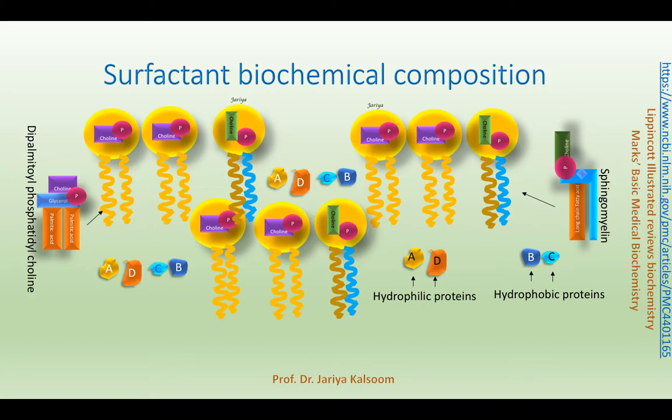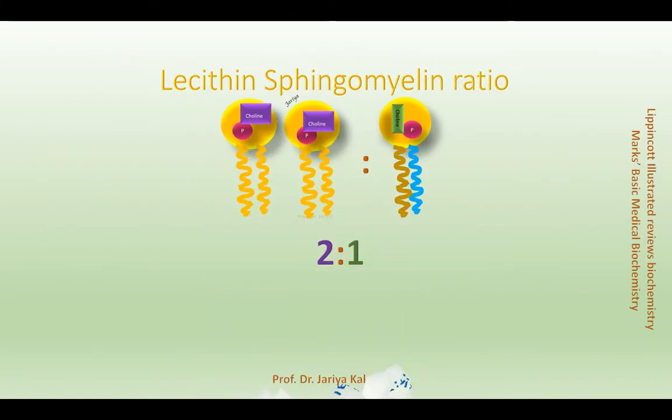Surfactant-specific proteins include SPA, SPB, SPC and SPD. SPA and SPD are hydrophilic proteins with no surface properties, whereas SPB and SPC are low molecular weight hydrophobic proteins which lower the surface tension and prevent the alveolar collapse at the end of the expiration cycles. Lecithin sphingomyelin ratio serves as an index of lung maturity. A value of 2 or greater is evidence of maturity. It reflects the shift towards more lecithin synthesis after 32 weeks of gestation.